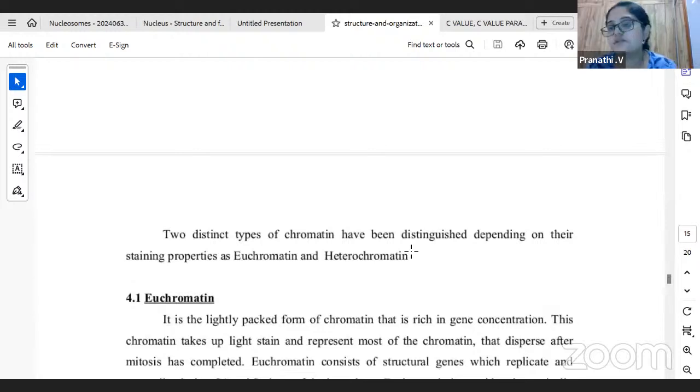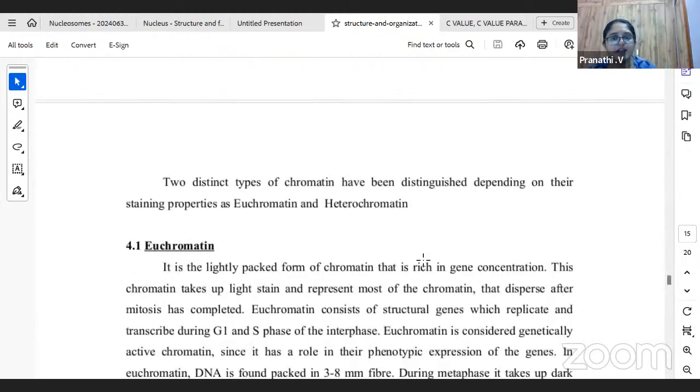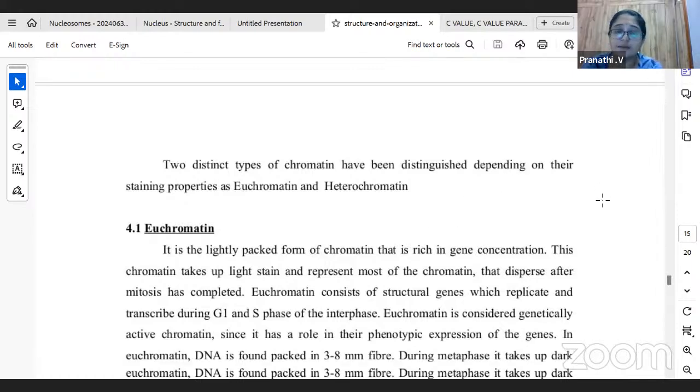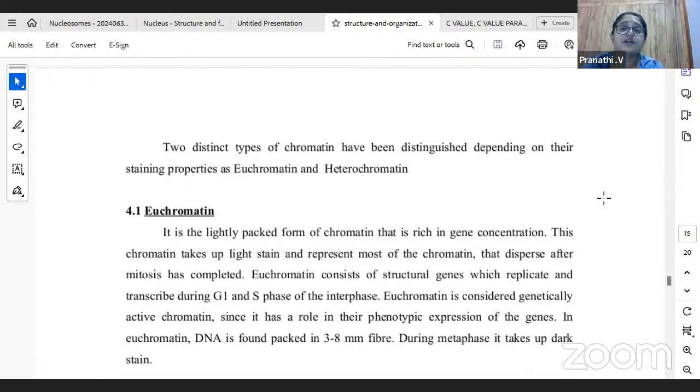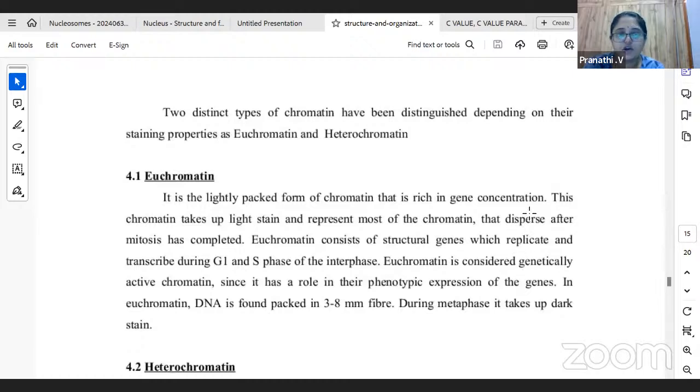So now we have two types of chromatin over here. What is it? Euchromatin and heterochromatin. On what basis are we calling such kind of chromatin, or on what basis are we distinguishing them? Based on the way they get stained. So euchromatin is rich in gene concentration. It's going to take a lighter stain, so you're going to see it in a lighter manner. And once mitosis is finished, you cannot see euchromatin anymore.